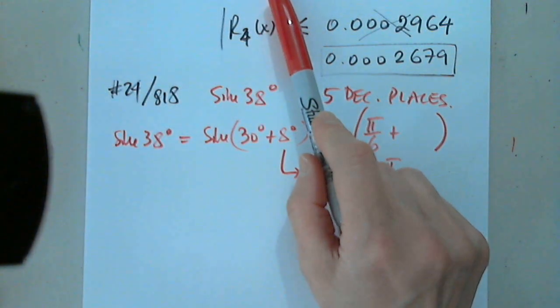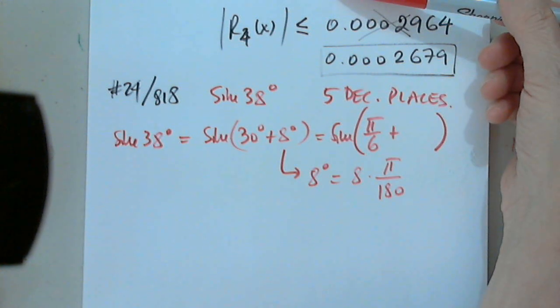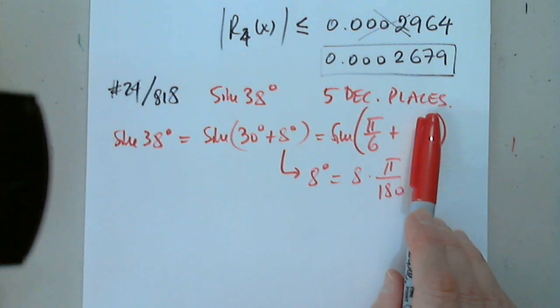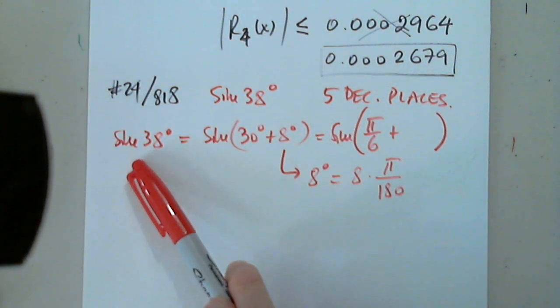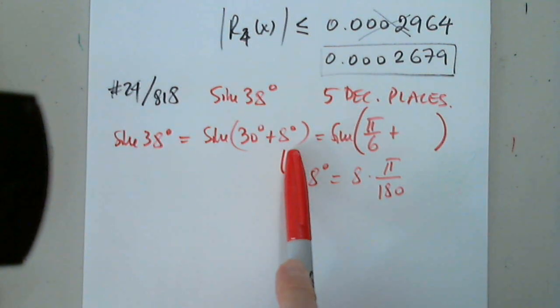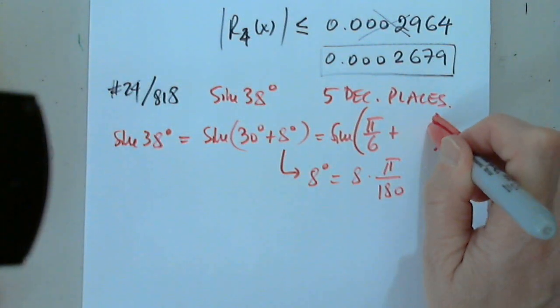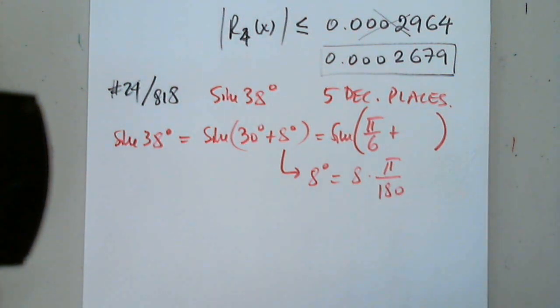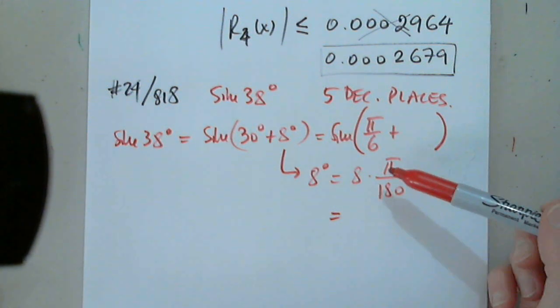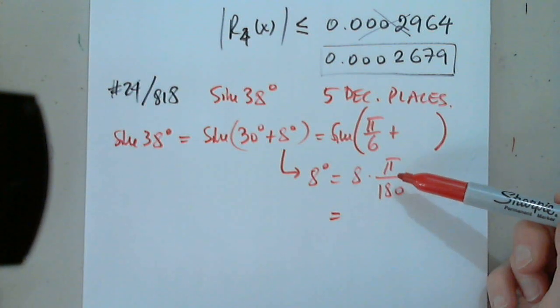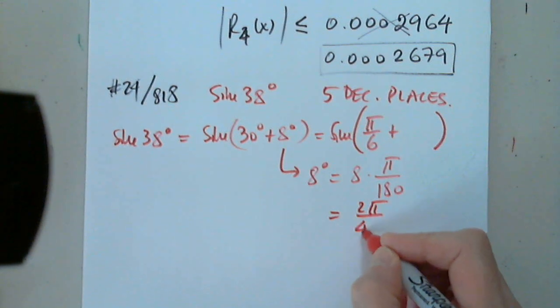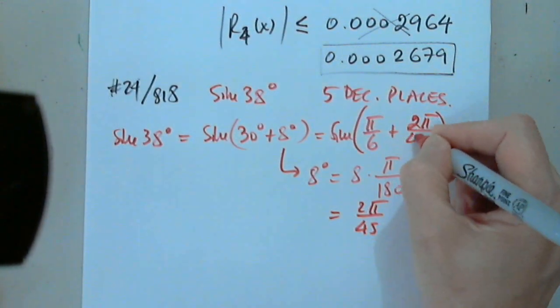In problem 24, we're asked to use the information from exercise 16 to estimate sine of 38 degrees, correct to 5 decimal places. So first of all, let's take a look at sine 38 degrees, which is 30 degrees plus 8 degrees. So this is pi over 6 plus 8 degrees changed into radians, which is 8 times pi over 180. And we simplify that into 2 pi over 45.